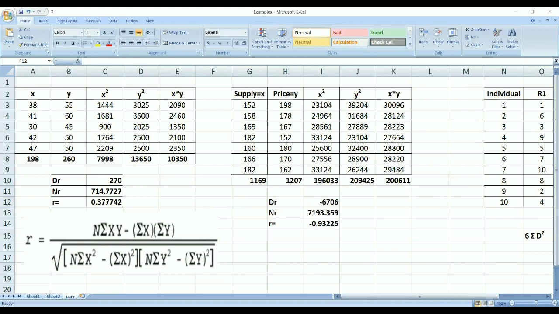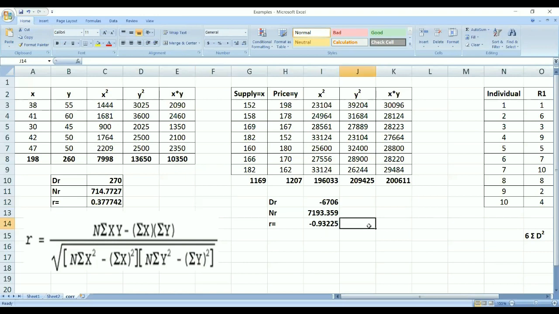0.3 means there is intermediate correlation or weak correlation. Okay. If it is 0.9, there is a strong correlation. Between 0.3 to 0.7, there is intermediate correlation. If the R value lies between 0 to 0.25, there is a weak correlation.